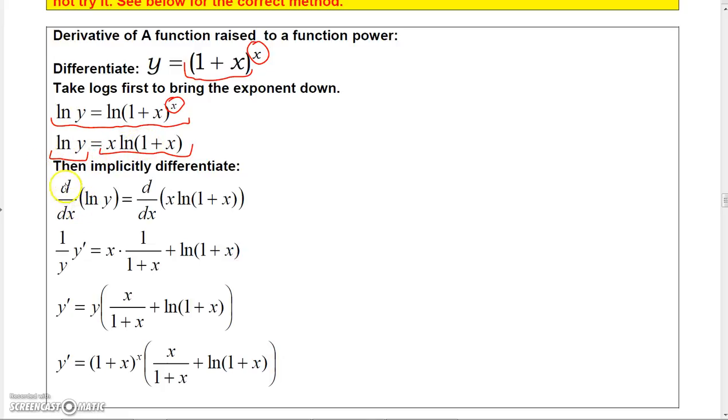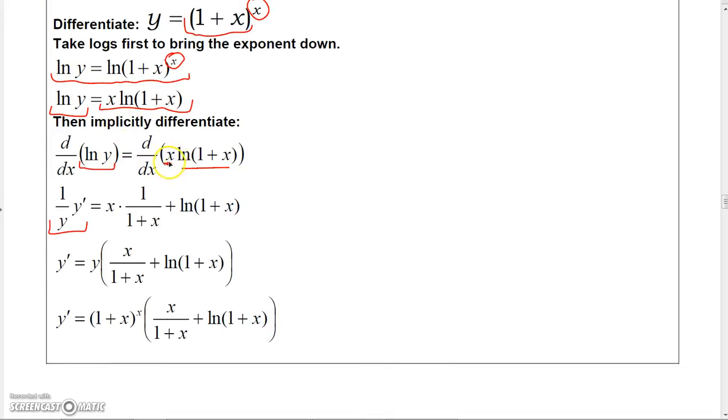And now I can implicitly differentiate both sides. Well, implicitly differentiating natural log of y would just give me 1 over y times y prime. But if I implicitly differentiate this, this is a product where the first factor is x and the second factor is natural log of 1 plus x. So let's take x times the derivative of natural log of 1 plus x. Well, that would be x times 1 over 1 plus x. And now let's take natural log of 1 plus x times the derivative of x. Well, that would just be natural log of 1 plus x times 1. So we would get this.